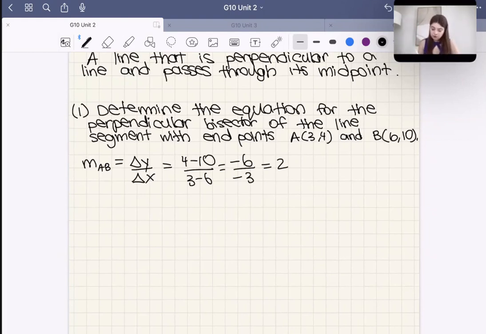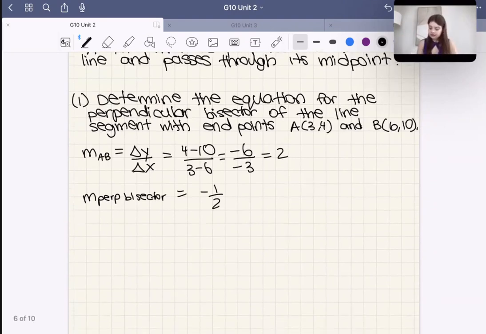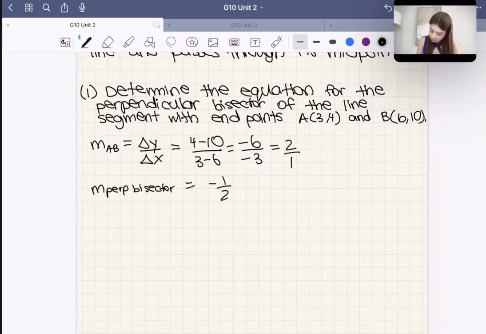Okay, so what is our slope of the perpendicular? The slope of the perpendicular bisector would be negative a half, right? Because we make it negative and then we take the reciprocal. So we flip the fraction on its head. Or in this case, 2 is the same as 2 over 1. So 2 over 1 becomes 1 half when we take the reciprocal. So that's another way to think of it.